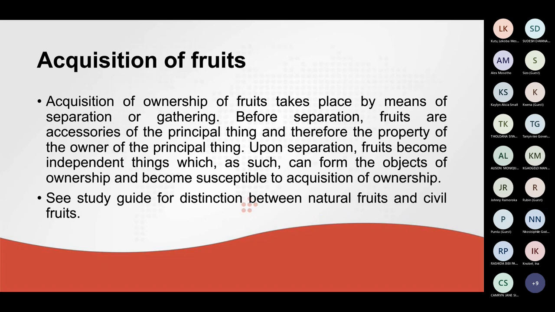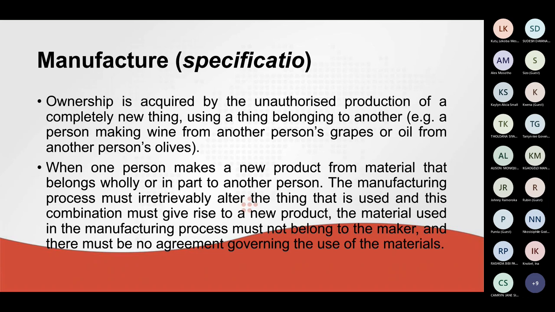With regard to the acquisition of fruits, acquisition of ownership of fruits takes place by means of separation or gathering. Before separating the fruits from the tree, fruits are accessories of the principal thing, and therefore the property of the owner of the principal thing. When the fruit is separated from the principal thing, the fruits become independent things, which as such can form the objects of ownership and become susceptible to acquisition of ownership. Please see your study guide for the distinction between natural fruits and civil fruits.